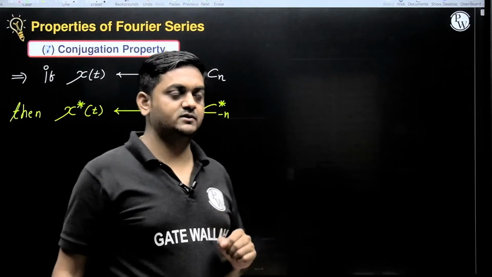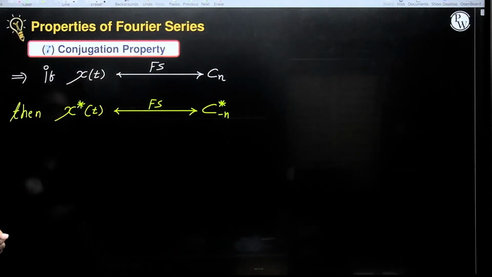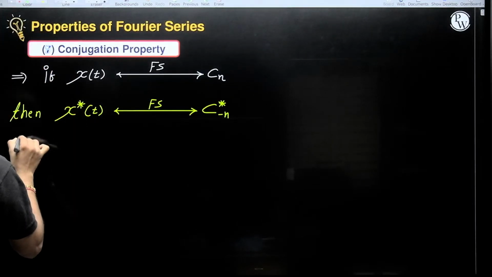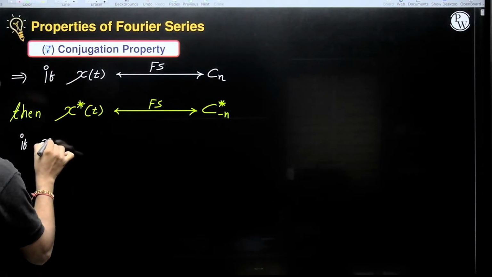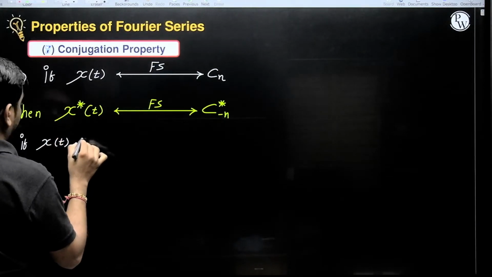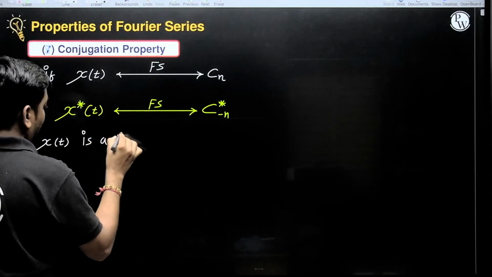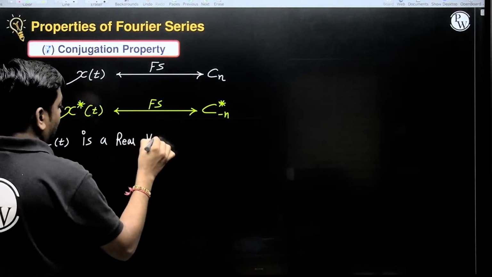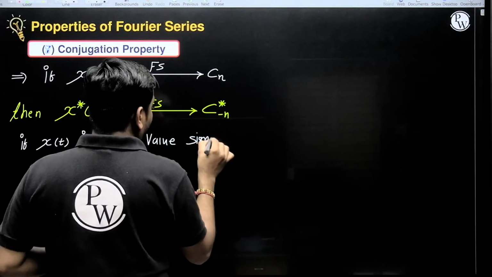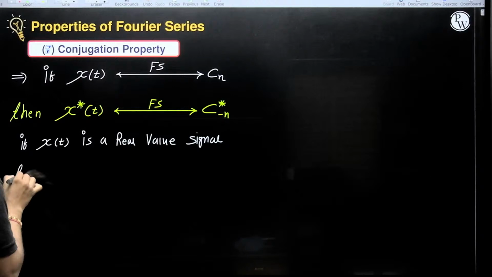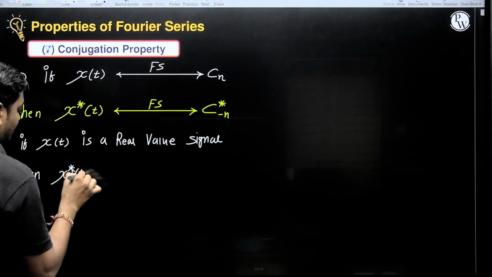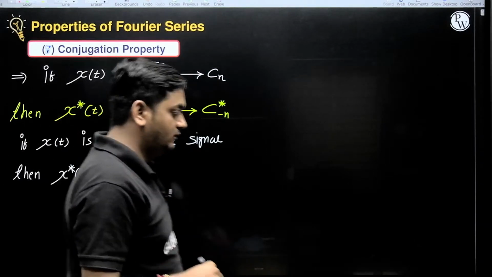Are you getting what I am saying? So this is also a very important property, guys. And this is for the complex valued signal. If x of t is a real valued signal, then the conjugation of a real valued signal is that signal itself.